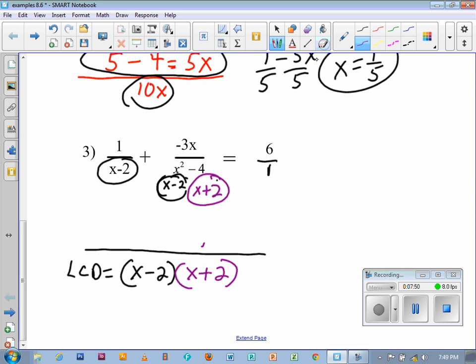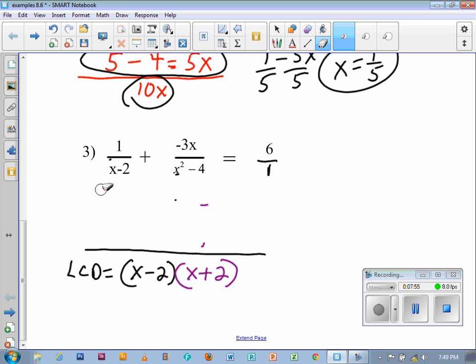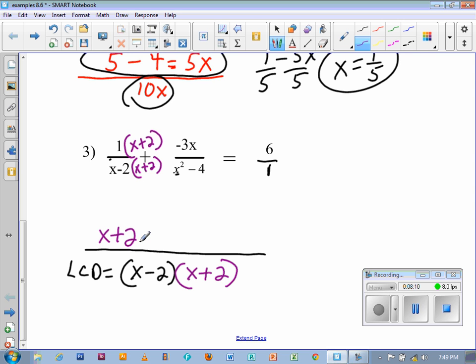Now, what we're going to do next, now that we have the least common denominator, is to rewrite our fractions. The first fraction is missing an x plus 2, so we're going to multiply by x plus 2, both the numerator and the denominator. So if we do that successfully, we'll get x plus 2 on top. The second fraction has everything we need in our denominator. So it does not need to be changed, because if you factor x squared minus 4, you have everything exactly as is. So that's going to be minus 3x.